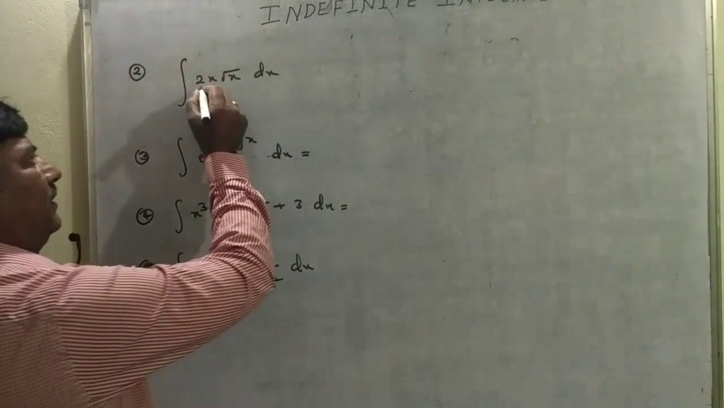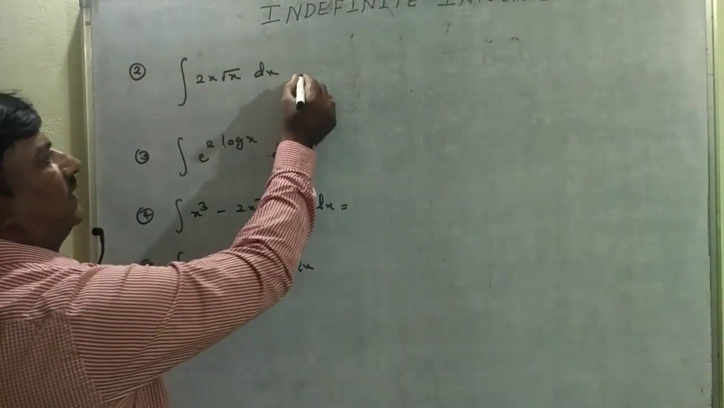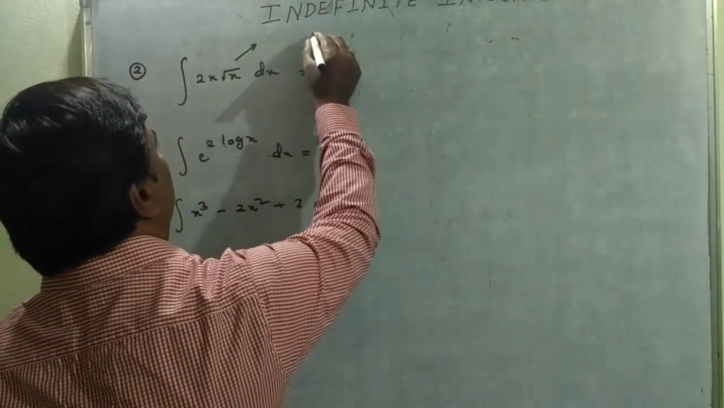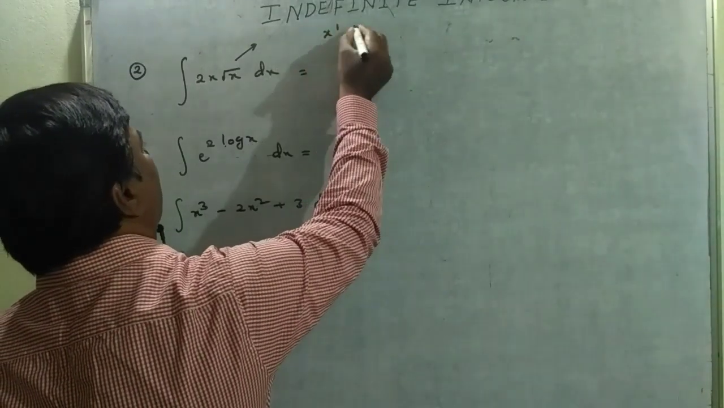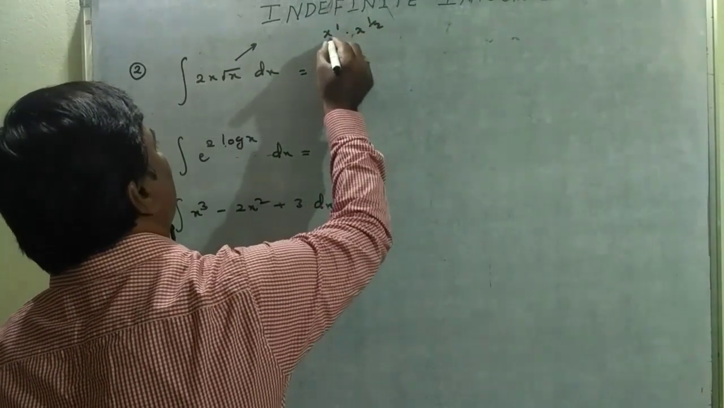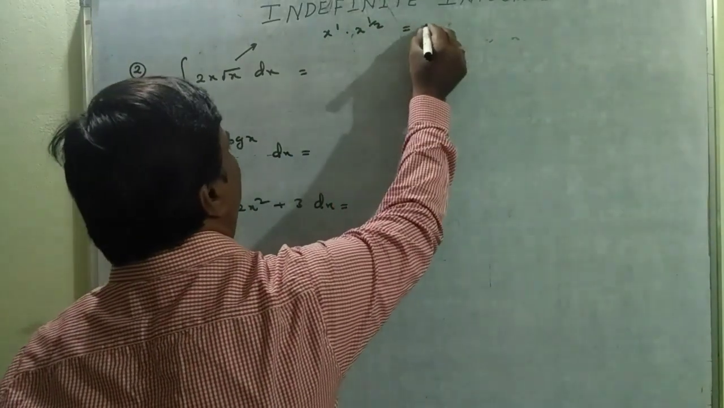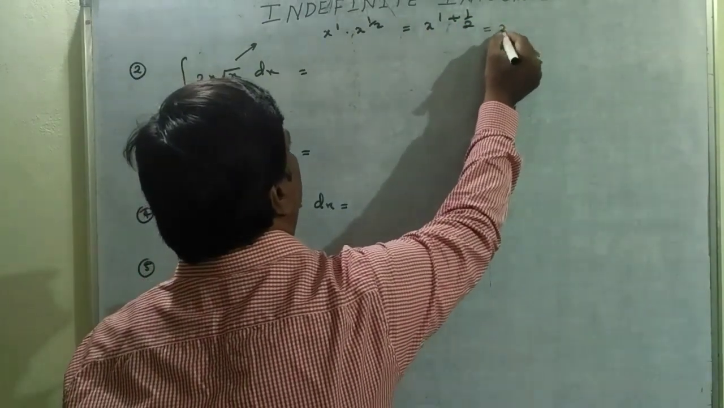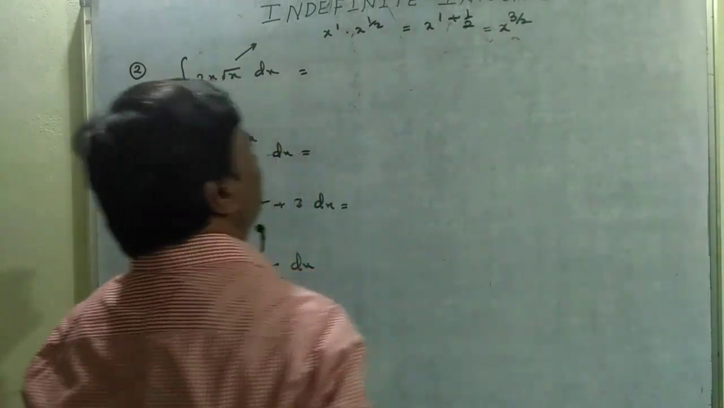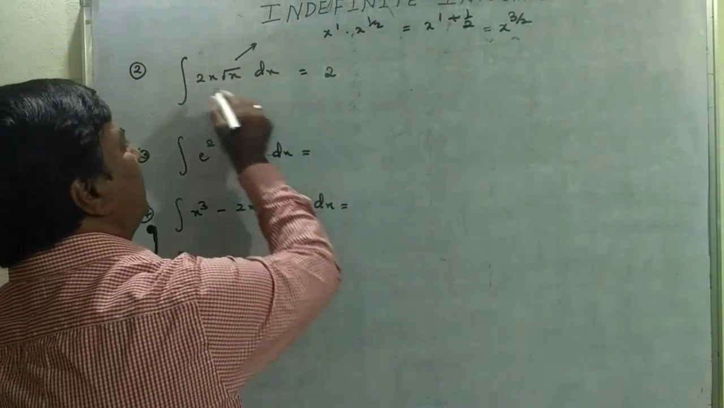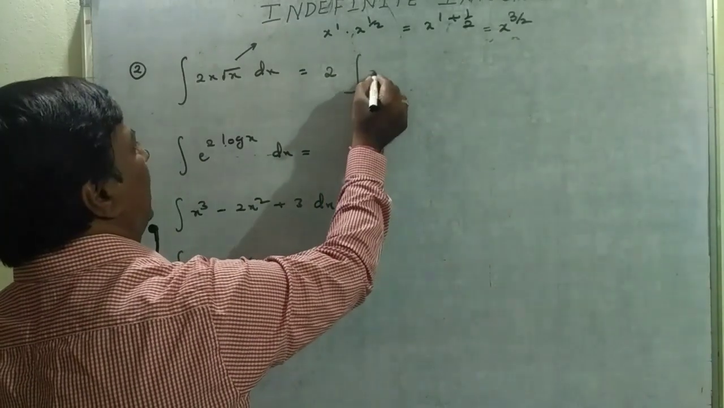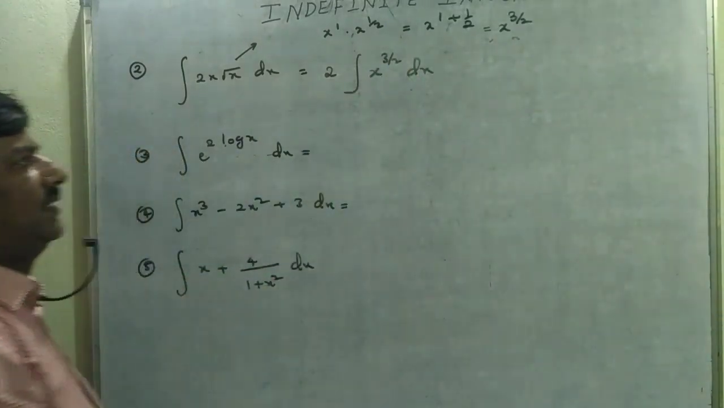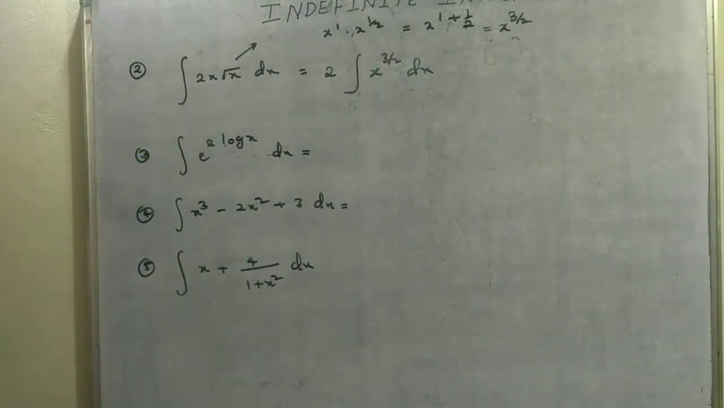Integration of x root x dx. We can proceed and simplify this: x to the power of 1 into x to the power of 1 by 2. Bases are equal, so powers should be added, that is 1 plus 1 by 2. That is, we can write it as x to the power of 3 by 2. We can write the constant outside the integration, and after simplification we get the integral of x to the power of 3 by 2.